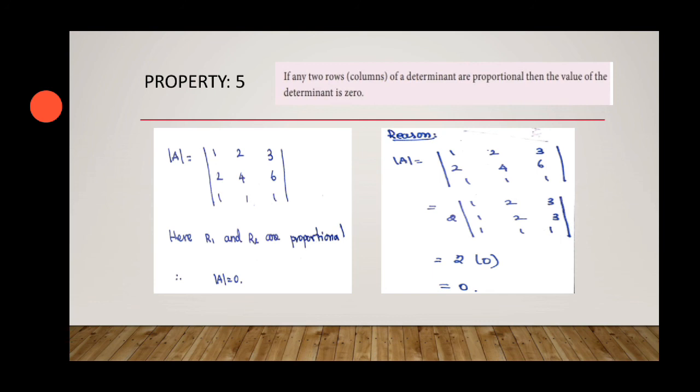So we have to keep in mind, in two cases the determinant will become 0. One, if any two rows are identical, that is looking the same. Another one is two rows are proportional, that is one row can be obtained from the other by multiplying by any number.